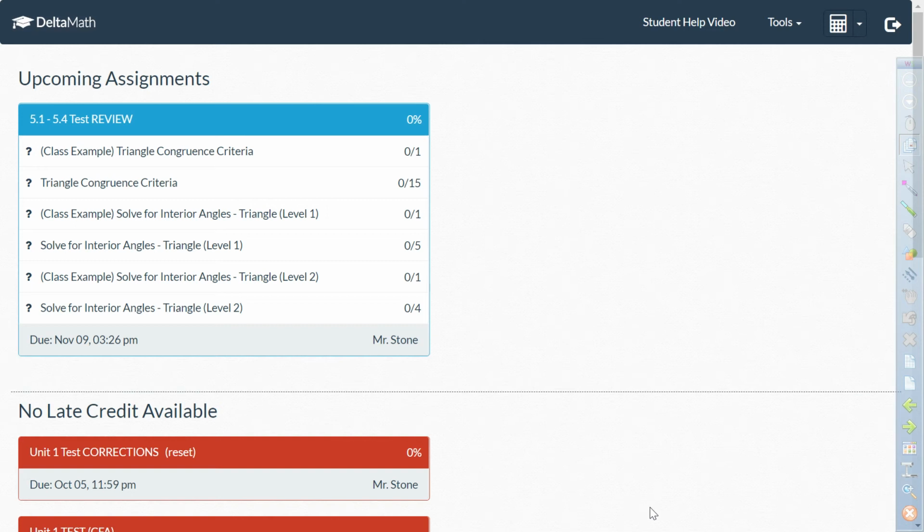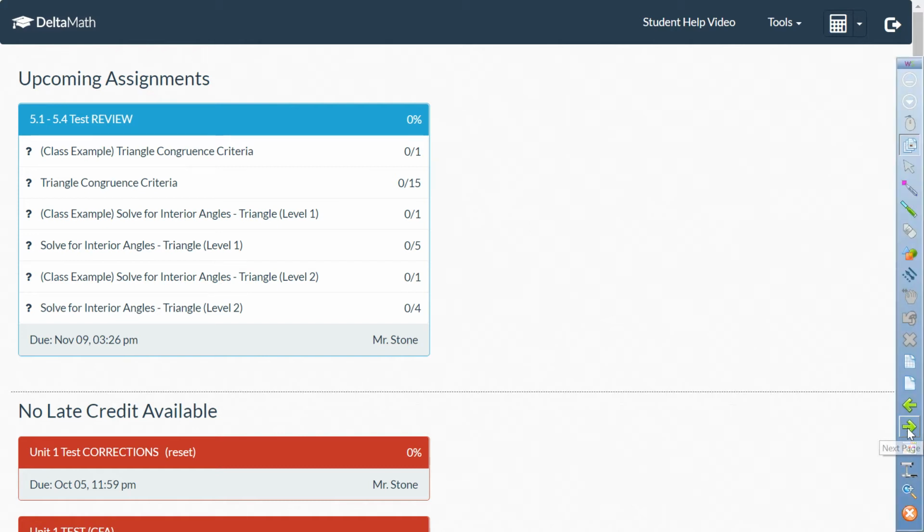Hey, everybody. So we're going to be looking at our 5.1 to 5.4 test review on DeltaMath today. As you can see, there are three class examples we'll be going over together, and then the others I'll have you try on your own.